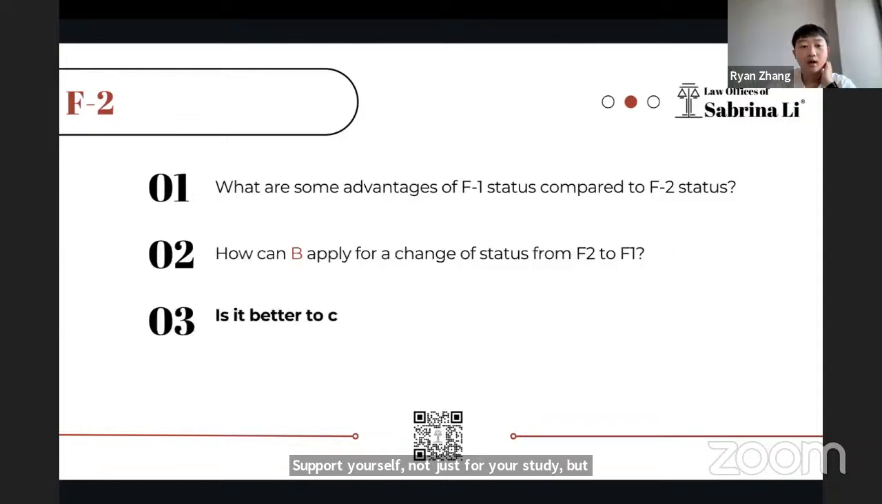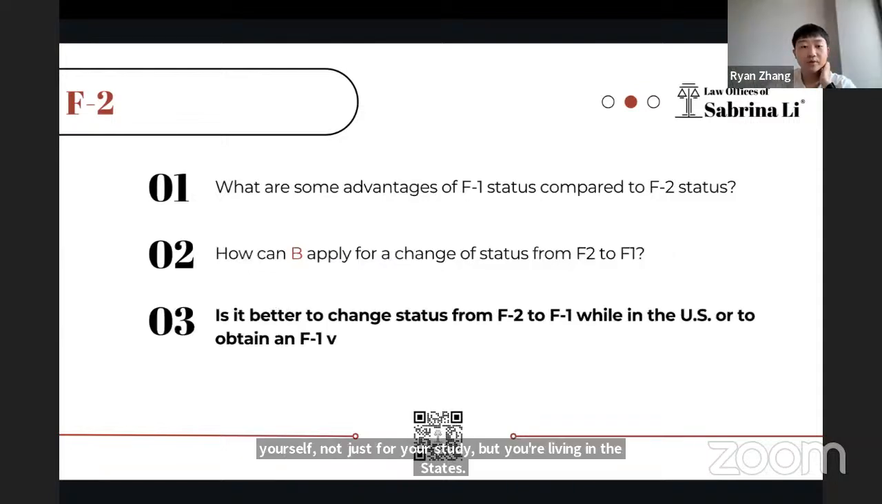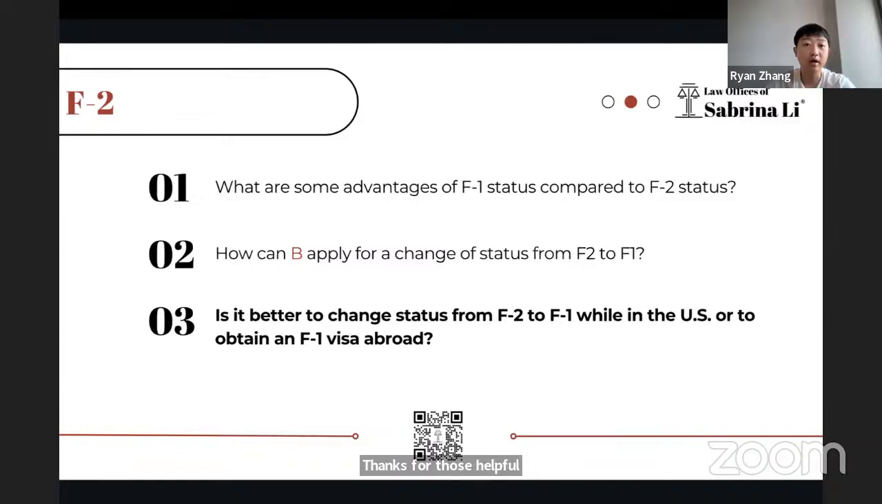For sure. Thanks for those helpful tips and also sharing what is required as the materials. Let's go to the next question.